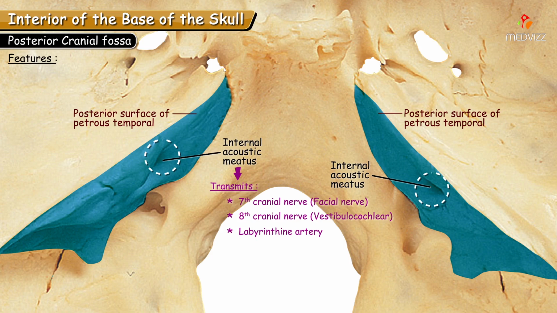So these are the important features of posterior cranial fossa along with the foramens, structures passing through and some important features and attachments.